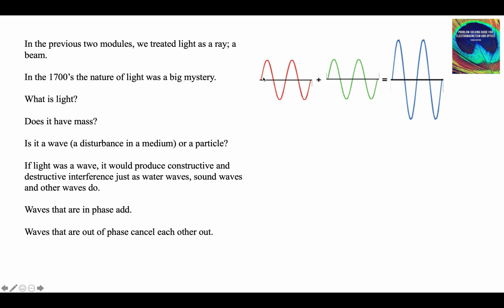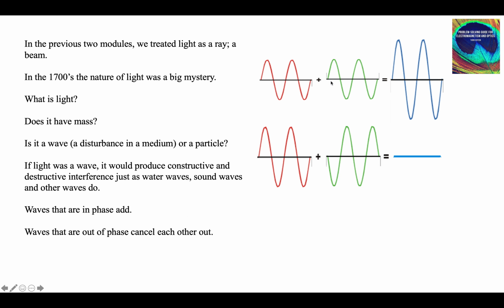If the waves are out of phase by a half a wavelength, they cancel each other out. So we're going to shift the green wave by half a wavelength. And here, the red goes up and the green's going down. If I superimpose these, I get a flat line. So if the waves are half a wavelength out of phase, you get nothing. Particles don't do this.